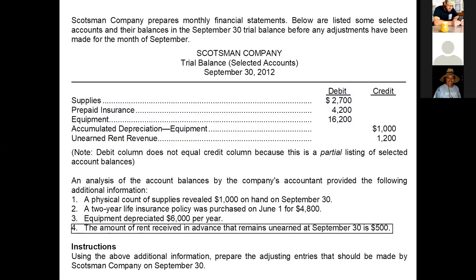And then the last one is rent received in advance. The remaining unearned balance at September 30th is 500. Then you go up to the rent revenue account, which is 1,200. How much has been earned in the month of September if they're telling you that the balance unearned is 500? Anybody?